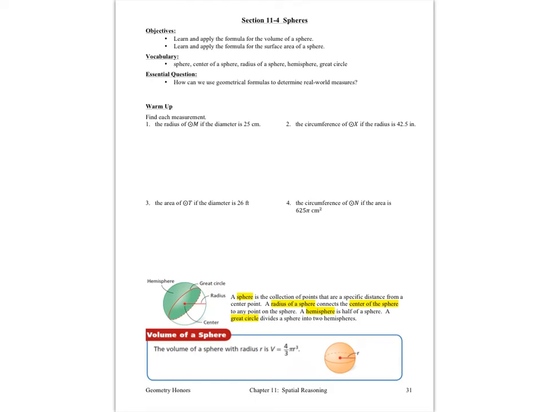We're going to be talking about section 11-4, the last one in chapter 11 for us. It's all about spheres. We want to learn to apply the formula for the volume of a sphere and the formula for the surface area of a sphere. In terms of vocabulary, we have sphere, center of a sphere, radius of a sphere, hemisphere, and great circle. We've got some warm-up questions for you to work on, so get started on those and turn the video back on when you're ready to check your answers.